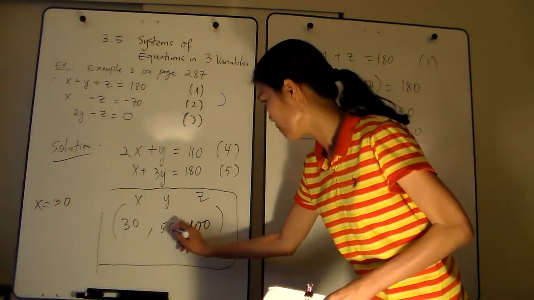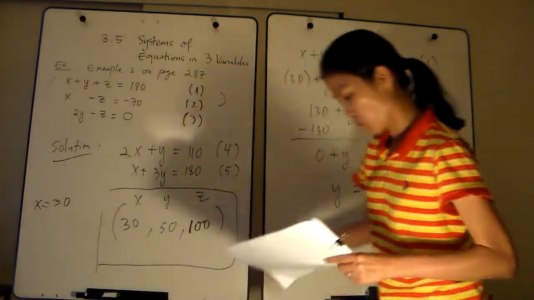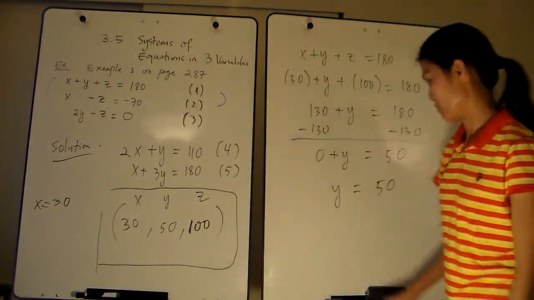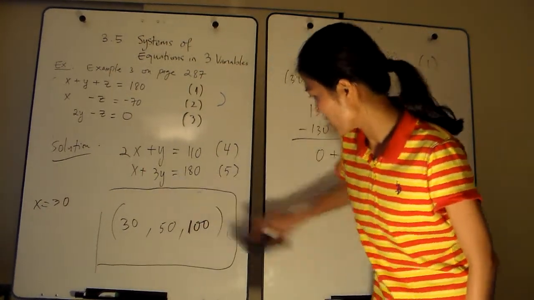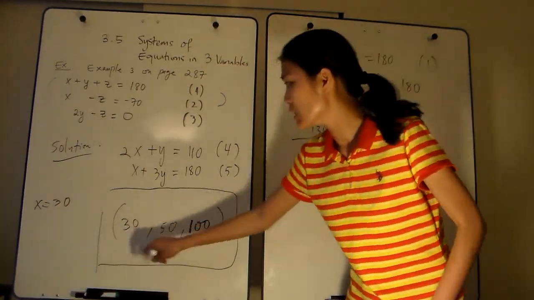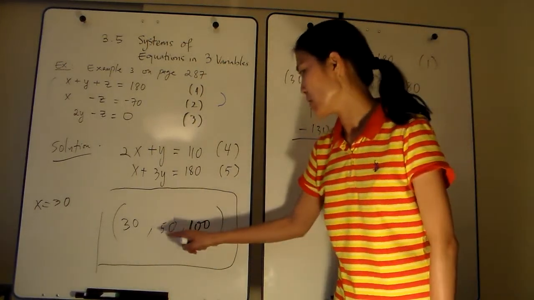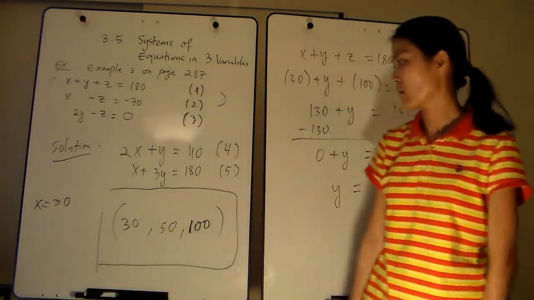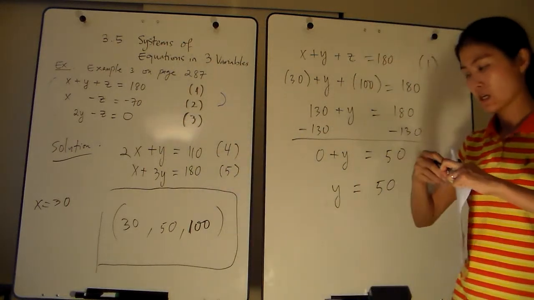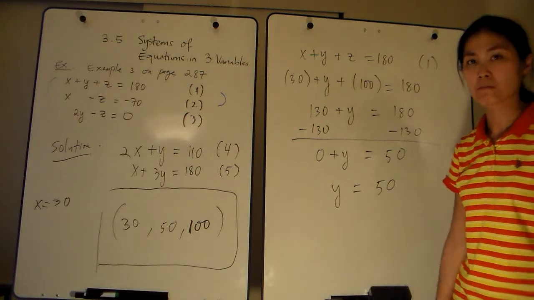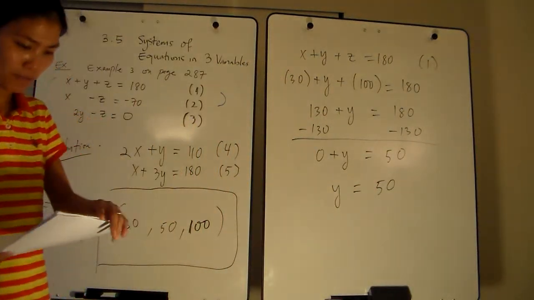Copy it here. Okay. So x is 30, y is 50, and z is 100. When you write the answer, you don't need to write x, y, z on top. All you need is this ordered triple, x, comma, y, comma, z. And this is the answer for this system of 3 equations with 3 variables. And with this, we're done with this section.